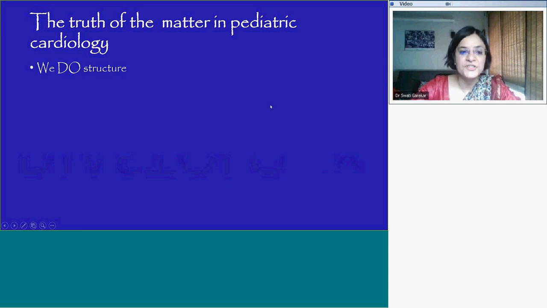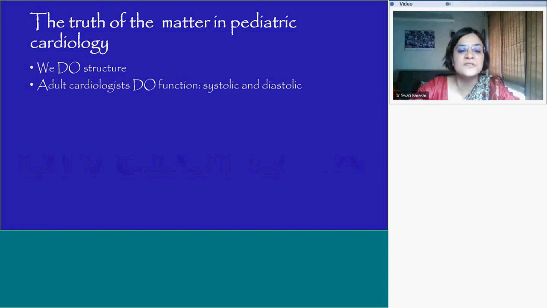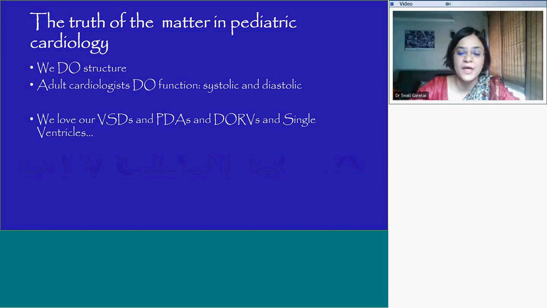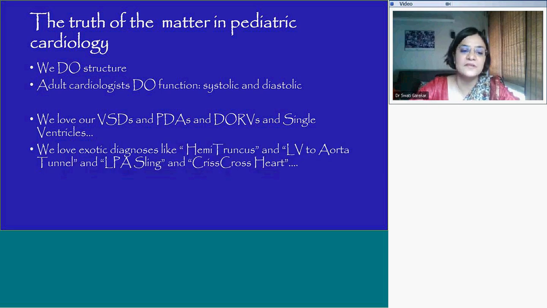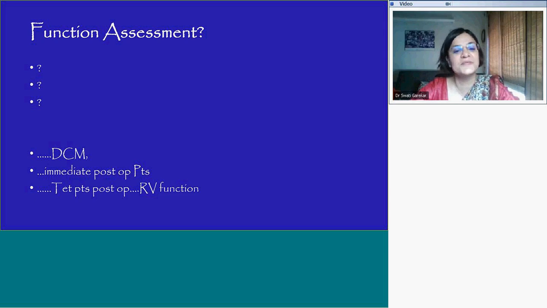The matter in pediatric cardiology actually is that we pediatric cardiologists do structure. It's the adult cardiologists who do function, systolic, diastolic. We feel our anatomy, the defects, VSDs, DORVs, single ventricles, exotic diagnoses like Henkel's and LV to aorta channel, LPS sling, crisscross heart, and so on and so forth. Function assessment, most of the times we are extremely limited. Some DCM, definitely the dilated cardiomyopathies, the immediate post-op patients, the TET patients on follow-up for the RV side of function assessment.